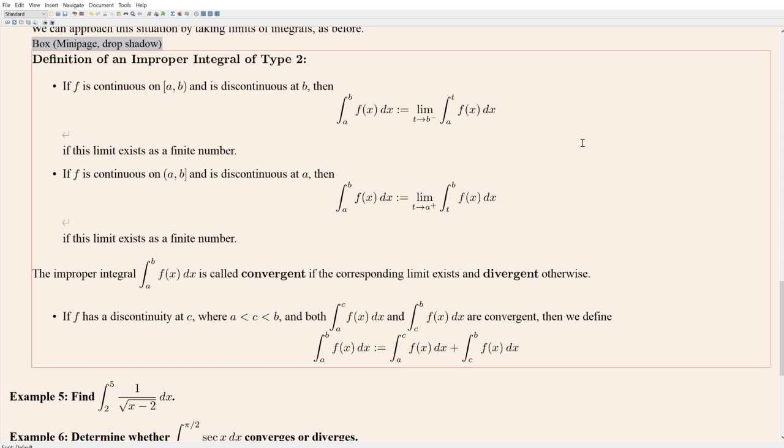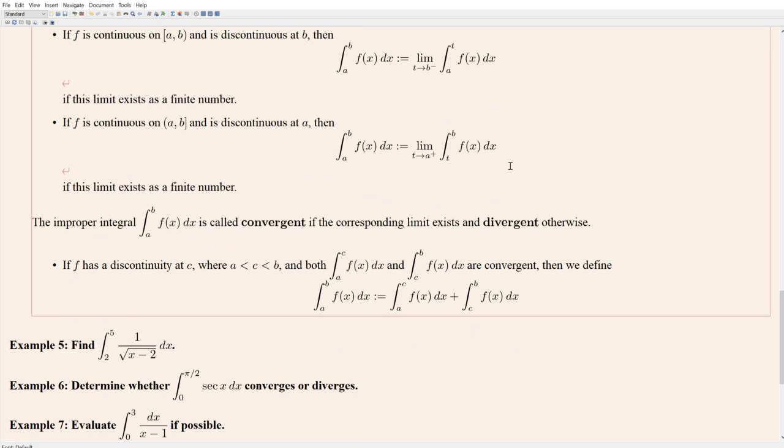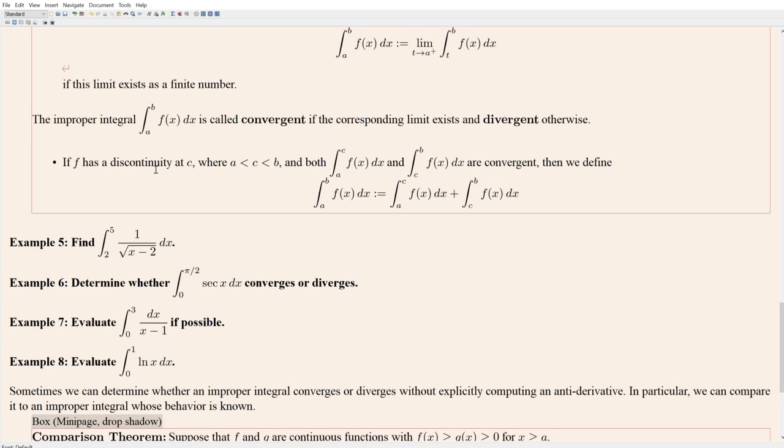Or some other such discontinuity. But for us, it's always going to be an asymptote. Same deal here, and same deal here. So if there is a discontinuity somewhere in between the limits, then we just split it into two pieces. So if there's a discontinuity at c, we break this up into the integral from a to c plus the integral from c to b.